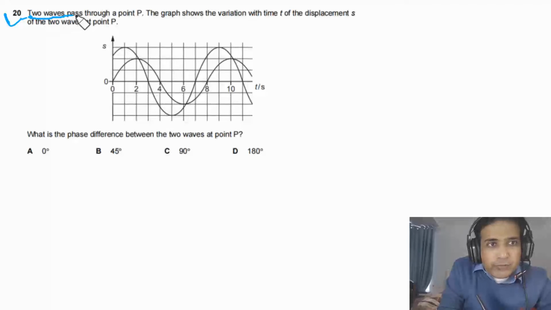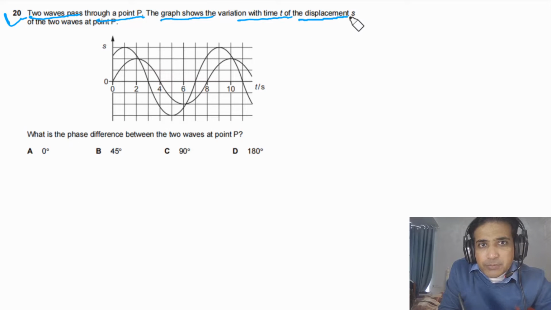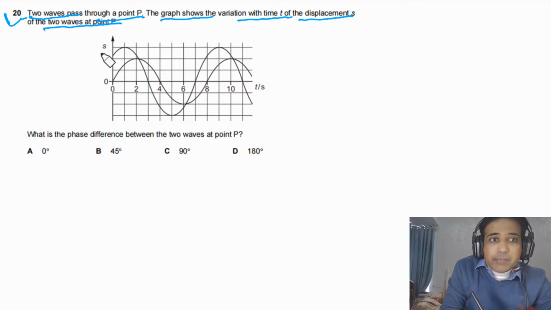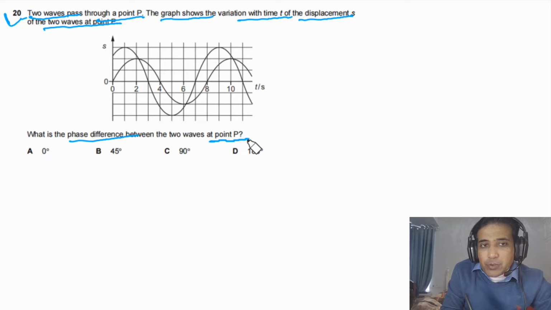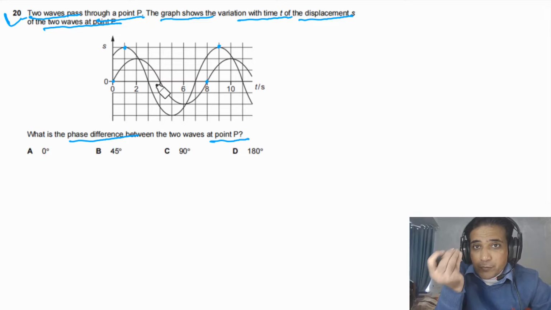Question 20 says two waves pass through a point P. The graph shows the variation with time t of the displacement s of the two waves at point P. What is the phase difference between the two waves at point P? So we have two waves. First of all, we need to check, do they have the same time period or not? If you look at this wave, this has time period of 8 seconds, and if you look at this wave, this also has time period of 8 seconds. So they have the same time period, so we can find out the phase difference.